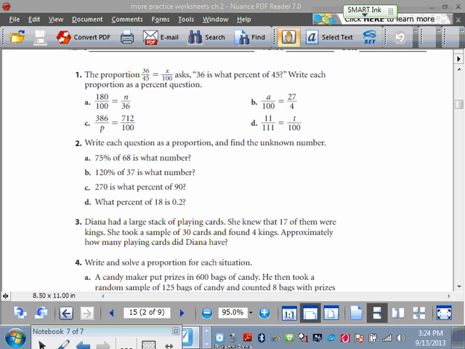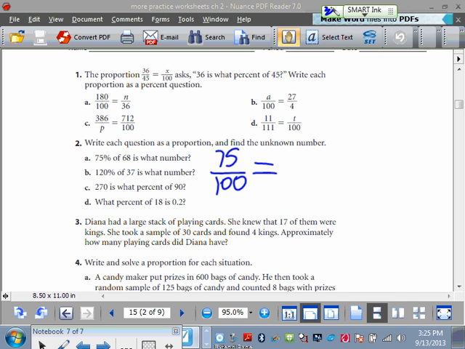Next, if we jump down to part 2, we have it in question form, and they want us to write the proportion and then find the unknown number. So in part A, it might be easy to find the unknown number, but really work on trying to set up the proportions first. So we've got 75%, and we're writing our percents over 100, so we have 75 over 100. That's our ratio that we're using. And then to create the proportion, we give that equal sign.